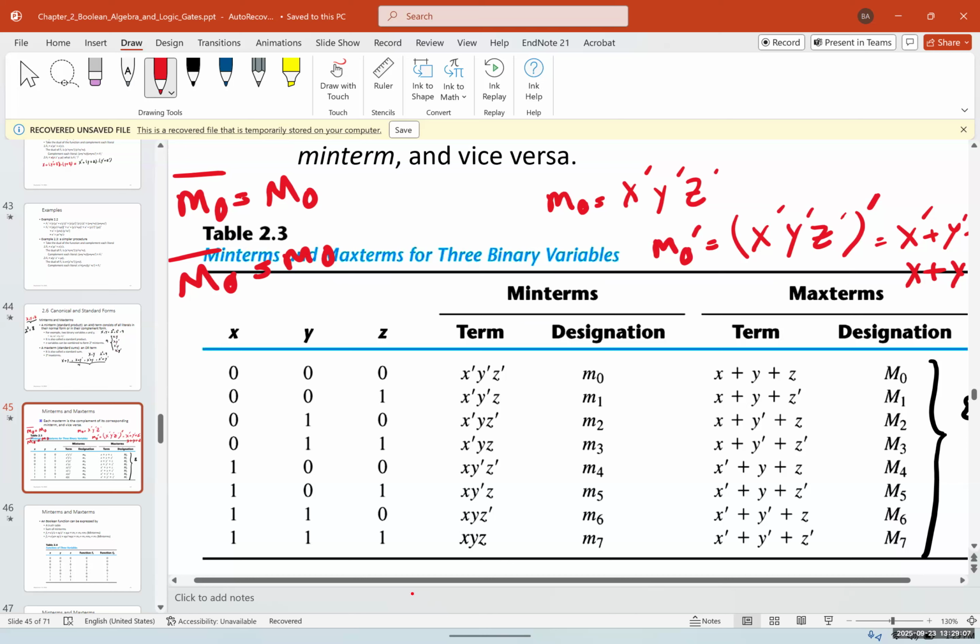So what do we see here? We see that when we have the prime or the complement, then the literal itself is going to be 0. So 0, 0, 0 gives us x prime, y prime, z prime. And 1, 1, 1 gives us x, y, and z. So you can see that if you have a complement, it's a 0 in the table. And if we have the literal itself, it's a 1.